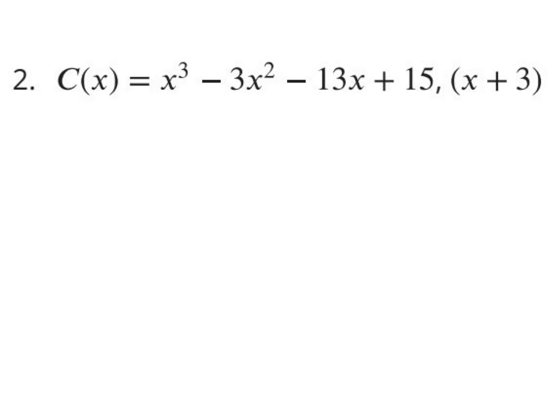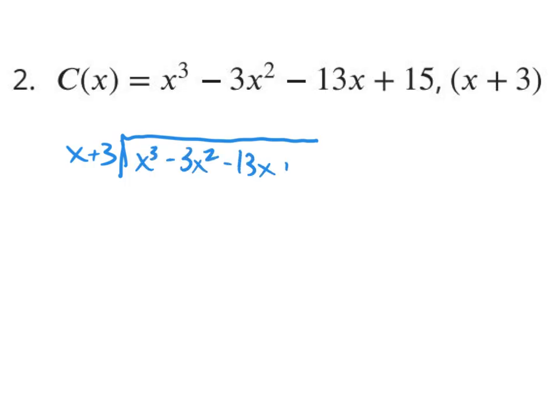Okay, looking at the next one. This one is not even set up for us. So we're going to have to set this one up. So x plus 3 is the divisor. The factor goes outside the house. Inside the house is x cubed minus 3x squared minus 13x plus 15. Multiply. There are two terms. You cannot put your x squared over top of the x cubed. Don't put it here. That's not good. It has to move over here because there are two terms. X squared times x is x cubed. X squared times 3 is 3x squared.